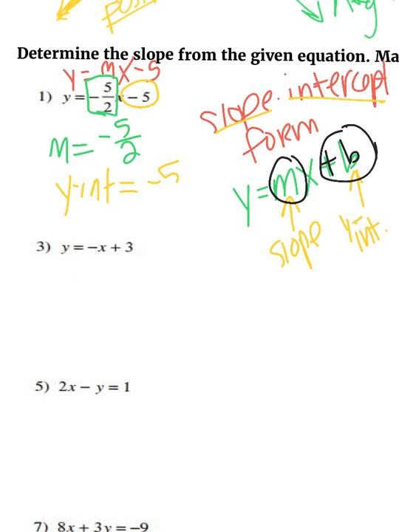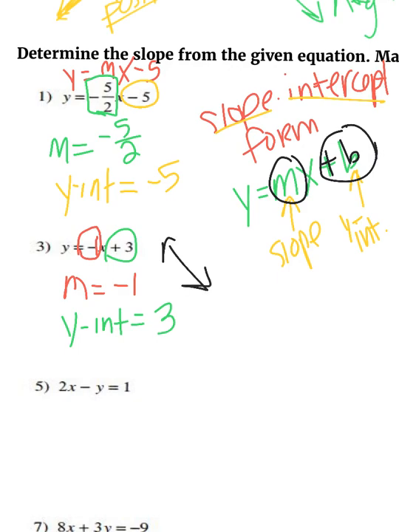y equals negative x plus 3. This is in slope-intercept form because there's actually a little 1 right here. Our slope is the number right in front of the x, so our slope is negative 1, and our y-intercept is positive 3. If I were to graph this equation, it hits the y-axis at 3, and it has a slope of negative 1, so it's going to go down like this because it's negative. Same with the previous one, it will also go down because it's negative.